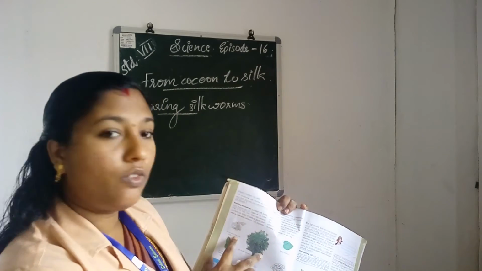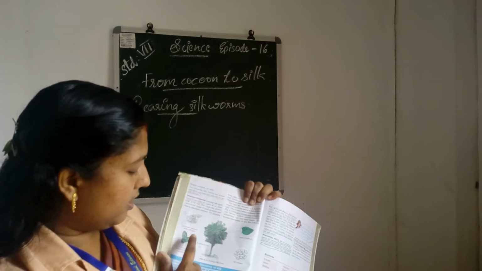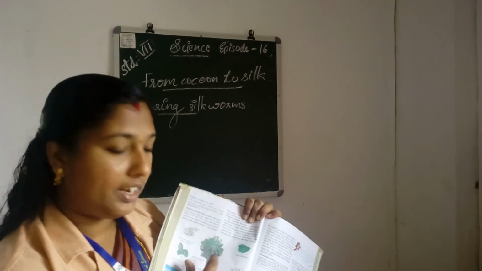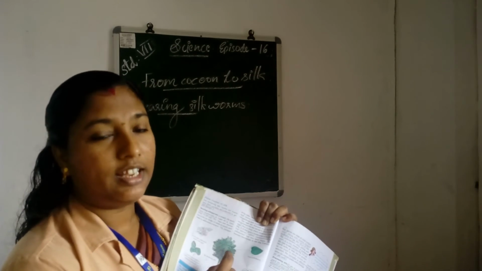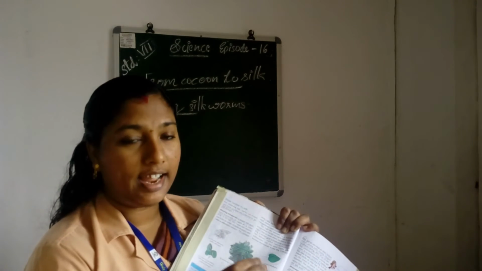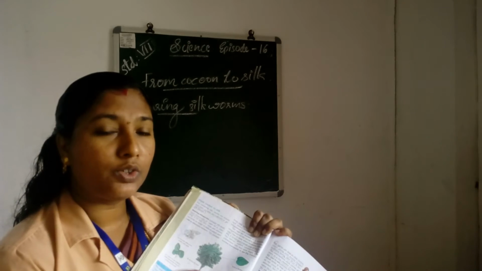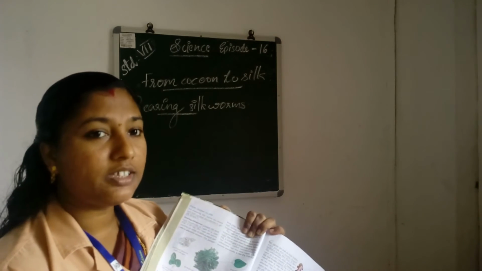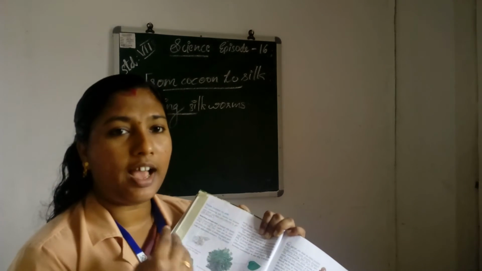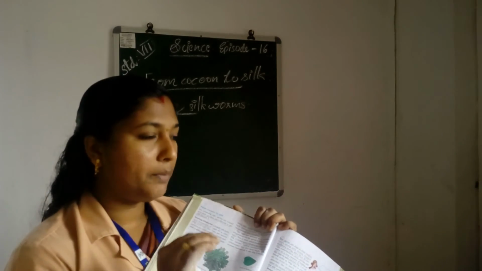First, the female silk moth lays eggs on the mulberry leaves. Then what do the workers do? The workers carefully collect the eggs in a paper or a cloth and sell them to silkworm farmers. The silkworm farmers keep the eggs under suitable hygienic conditions of temperature and humidity.